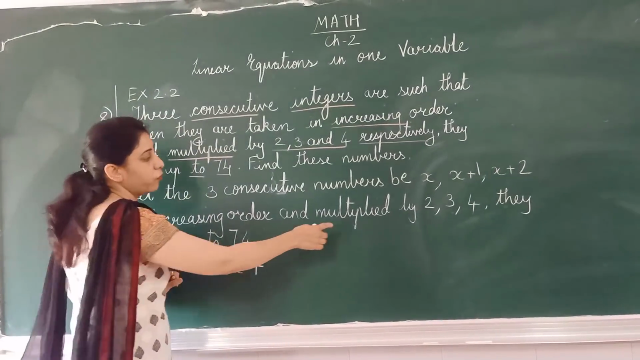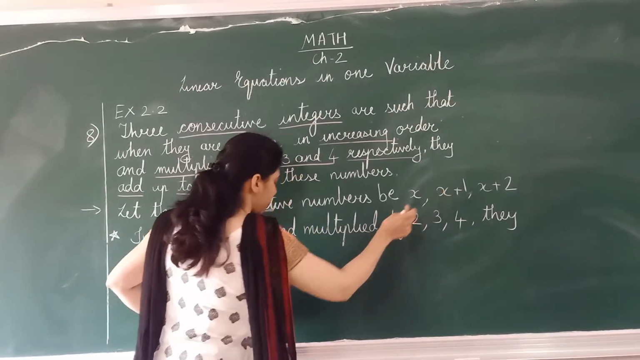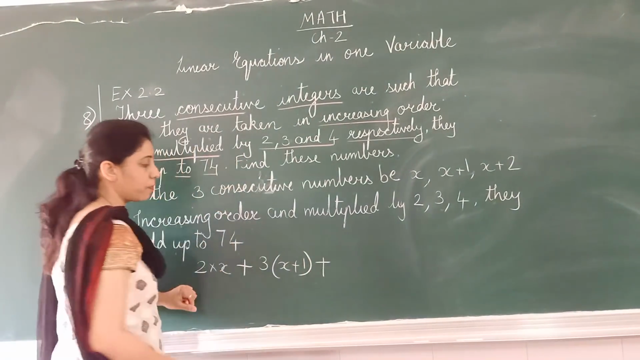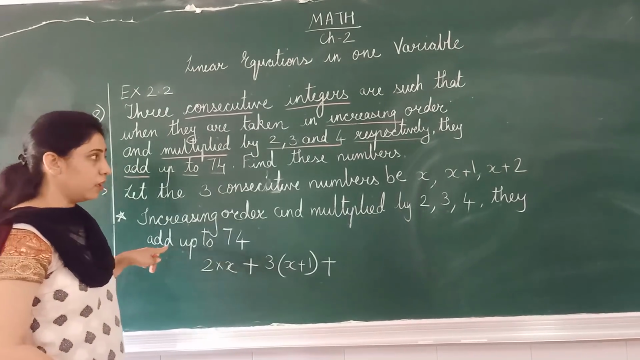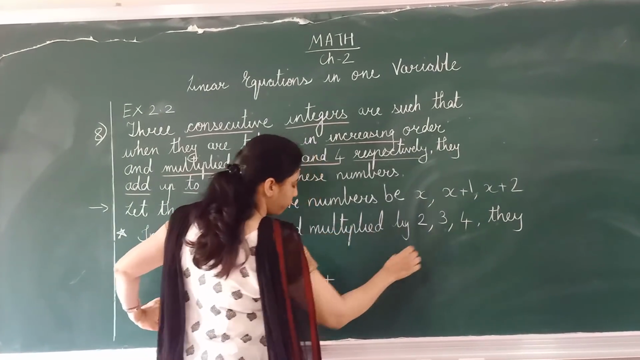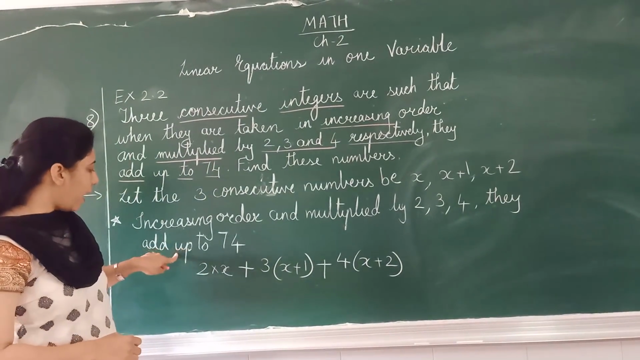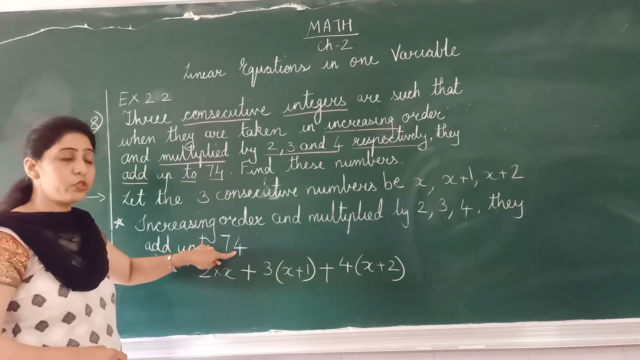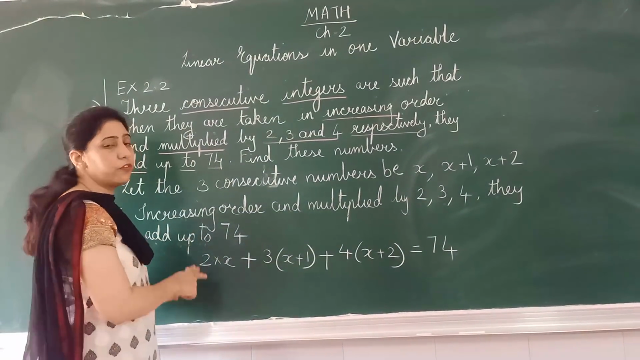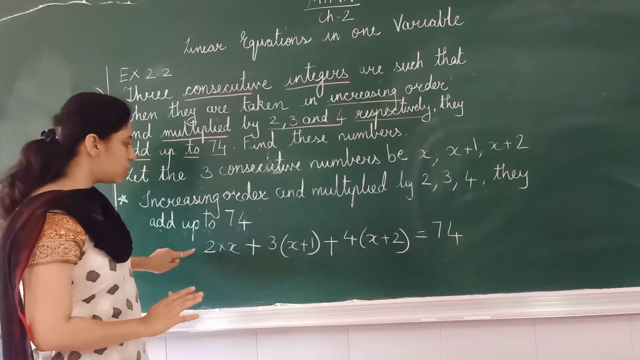So before adding, you multiply 2 into x, plus, then you multiply 3 into x plus 1. I am writing the bracket in this way. Then again plus. Why is plus your main sign? Because they have told you to add. And then the next one is x plus 2, which is multiplied by 4, so 4 into x plus 2. And add up to 74 means is equal to 74. Very important how to frame the equation. Once you frame the equation, it's very easy to solve. So this is your equation now.